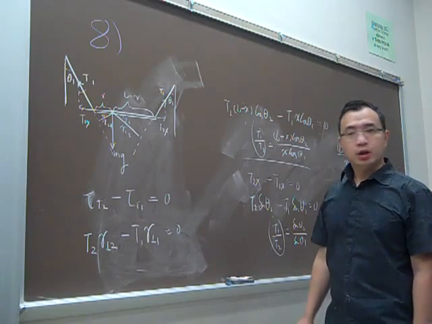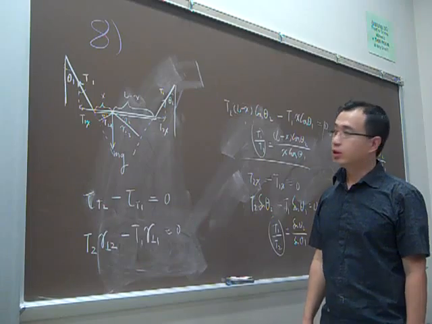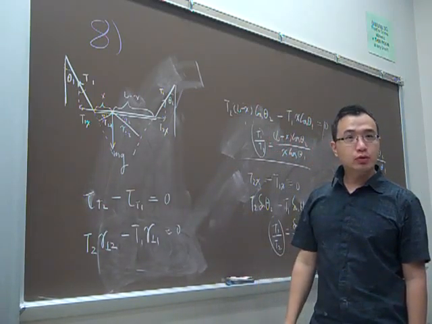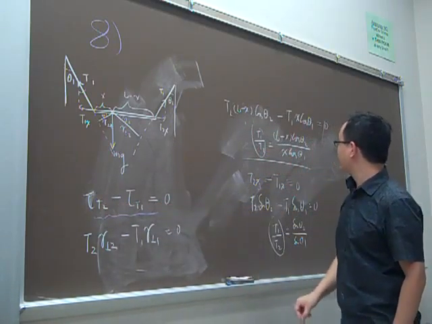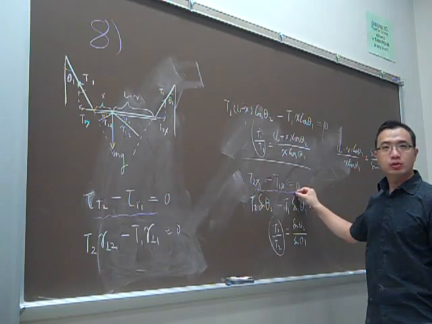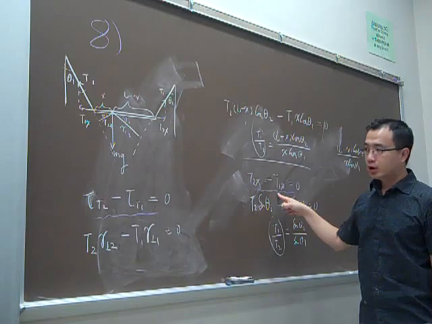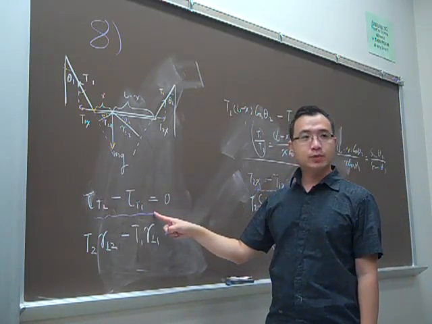Okay. It's all about the static equilibrium, right? The bar should be in static equilibrium. So you should be able to write down the torque balance equation, and the force balance equation. We just need one force balance equation, in the x direction. So what I'm doing is just writing down the torque balance equation and the force balance equation.